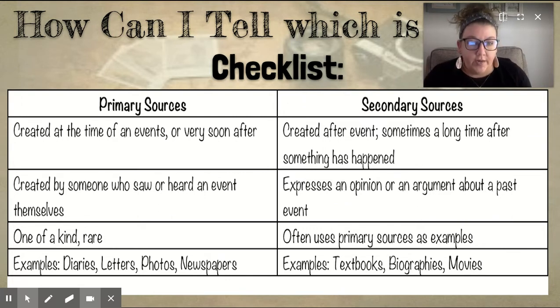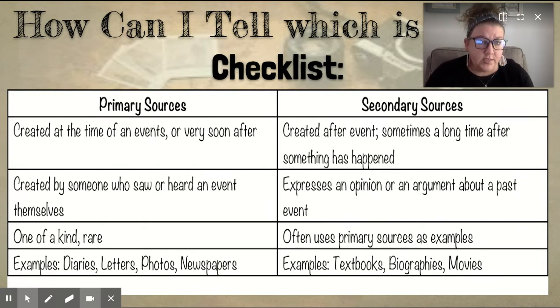Secondary sources were created after, sometimes a long time after. So when you write a paper about something, you are creating a secondary source. It is your opinion. You are using primary sources and other secondary sources to inform you. It expresses an opinion or an argument about a past event. So it's an analysis.